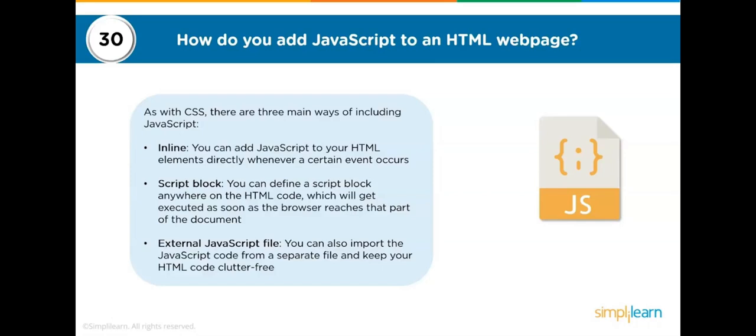Now the next one, that is the script block. You can define a script block anywhere inside the HTML code, which will get executed as soon as the browser reaches that part of the document. This is why script blocks are usually added at the end part of the HTML documents. Now the last one, that is the external JavaScript file. You can also add or import the JavaScript code from a separate file and keep your HTML code clutter-free. This is especially useful if there is a large amount of scripting added to the HTML web page.